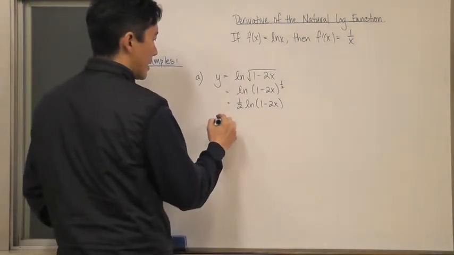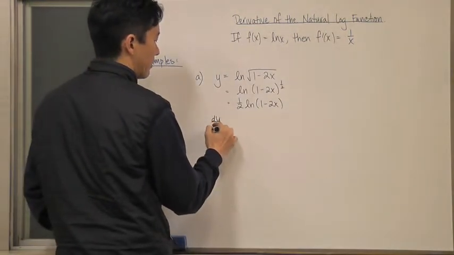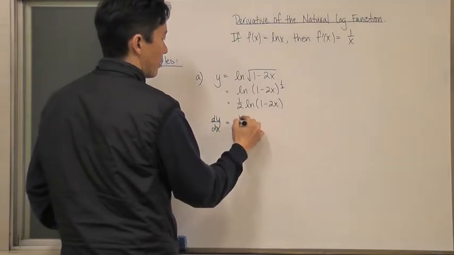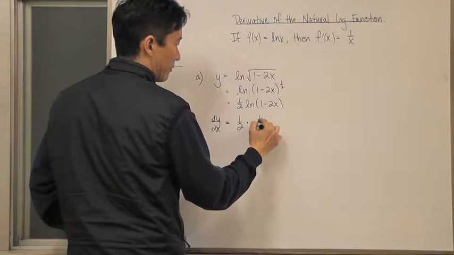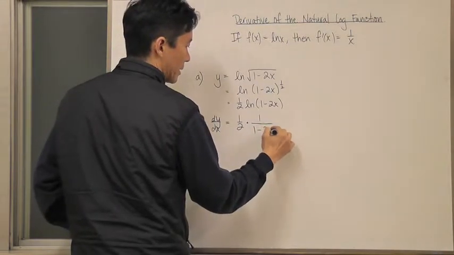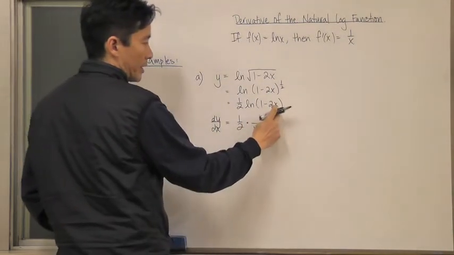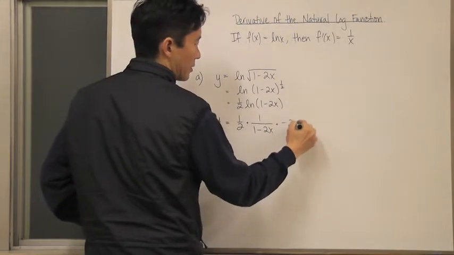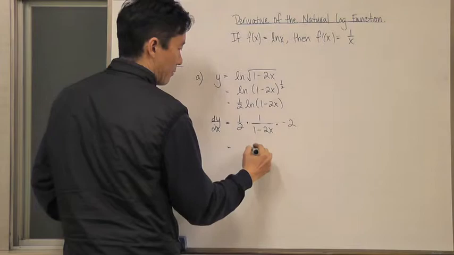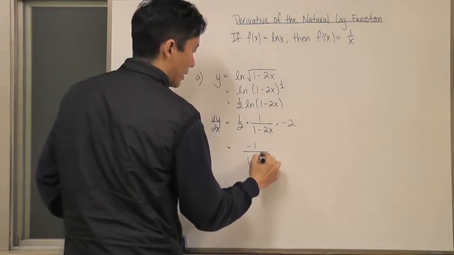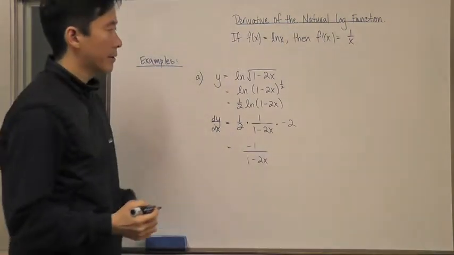So if we differentiate that now, dy/dx is just going to be 1/2 times the derivative of the log, which is 1 divided by 1 minus 2x, times the derivative of the inside, which is just negative 2. So if I simplify that, I come out with negative 1 divided by 1 minus 2x. Okay, and there you go.